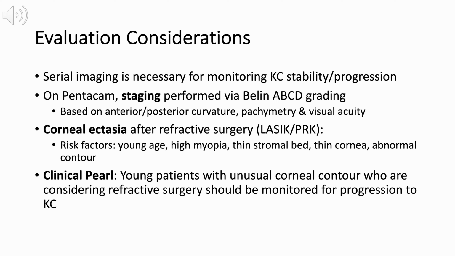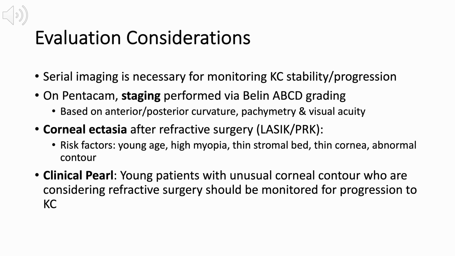A single snapshot in time may not reveal whether the disease is stable or progressing, so repeated measurements allow us to track changes in corneal shape, thickness, and vision over time. On devices like the Pentacam, staging can be performed using the Berlin ABCD grading system, which is based on 4 key parameters: anterior curvature, posterior curvature, pachymetry at the thinnest point, and best corrected visual acuity. This system provides a more comprehensive assessment than keratometry alone.